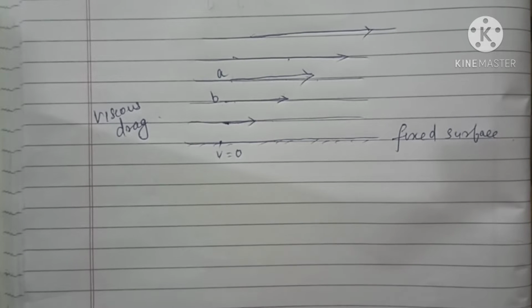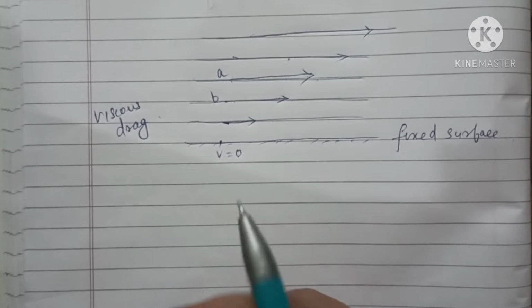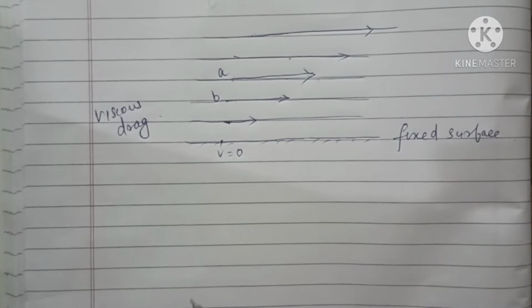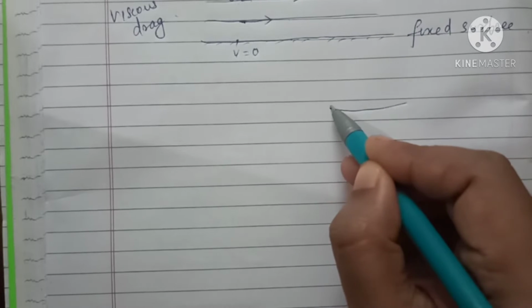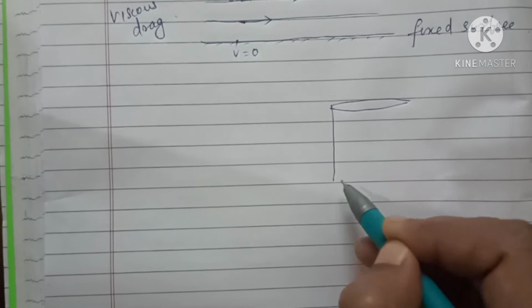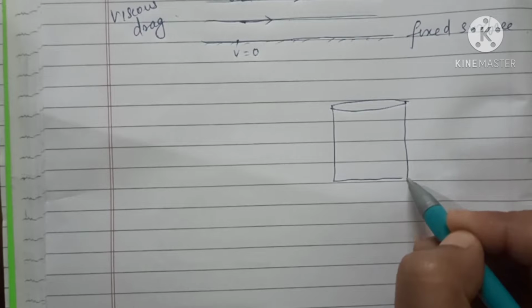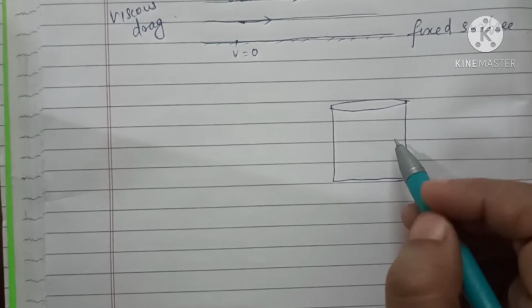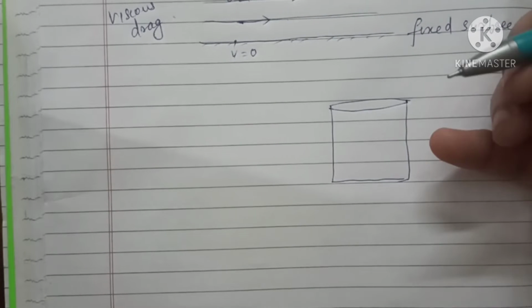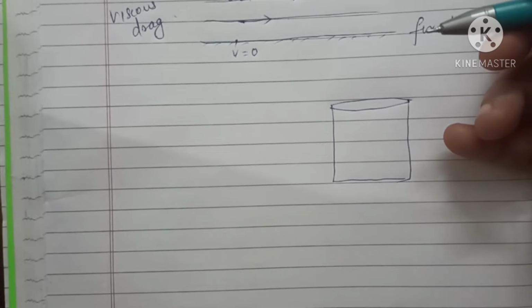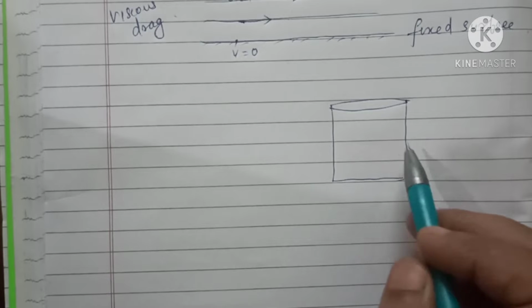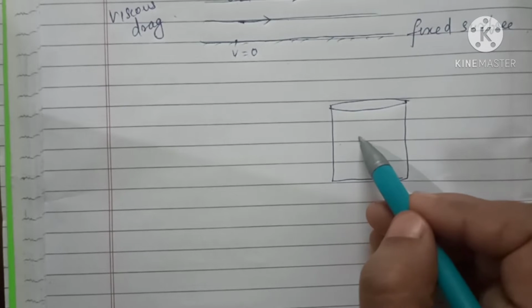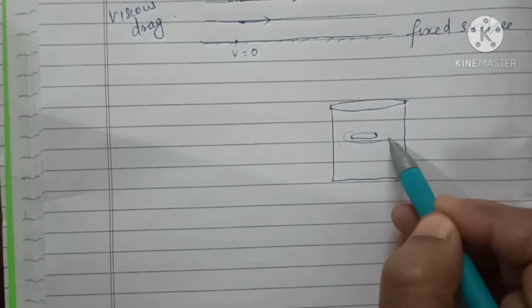Examples: suppose you are stirring a liquid contained in a beaker with a glass rod. Understand? Suppose you are considering a beaker like this. Okay. Now the beaker contains water. You are stirring it with a glass rod or a spoon or something like that. So what will happen? It starts rotating like cylindrical layers. Like this it will rotate. Isn't it?